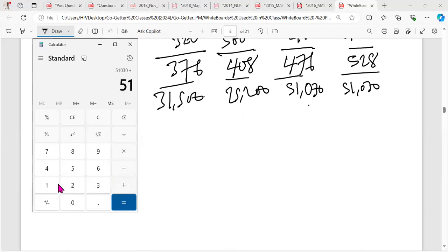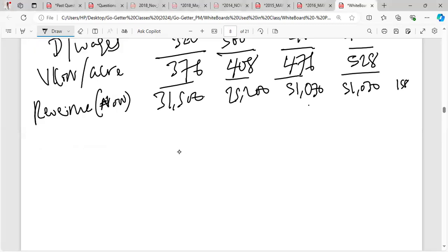Add everything together. 51,030 plus 51,030 plus 25,200 plus 31,500. That gives you 158,760. Then your variable costs.